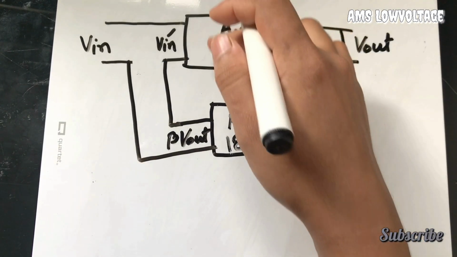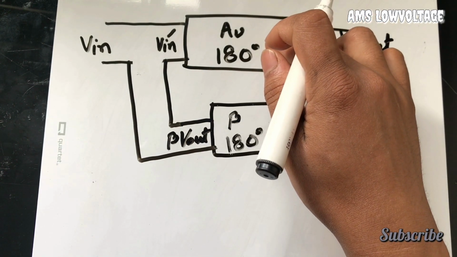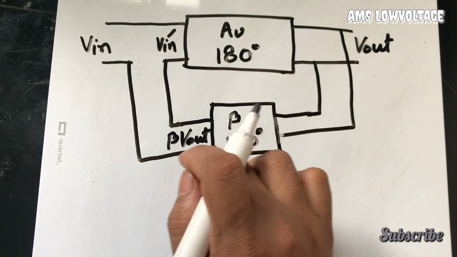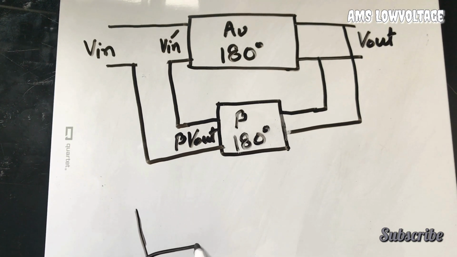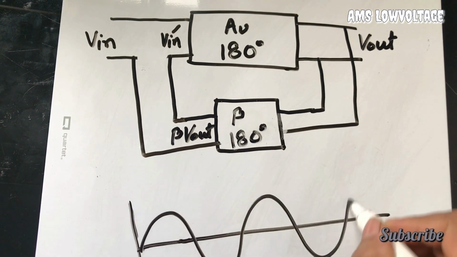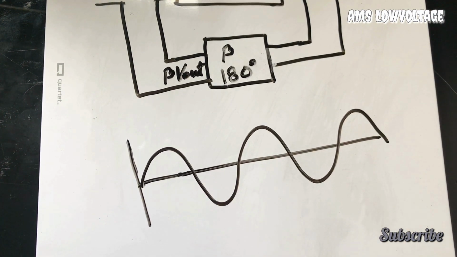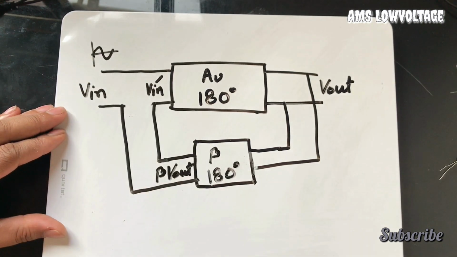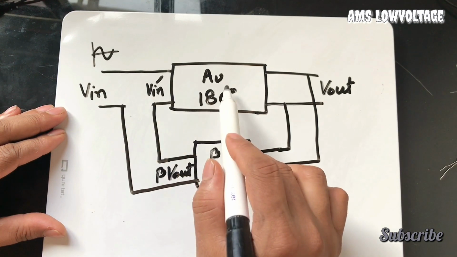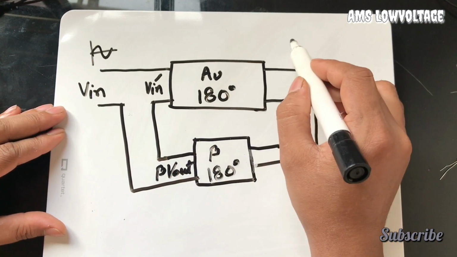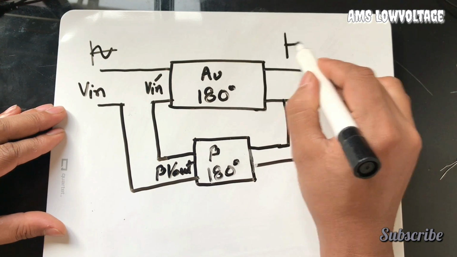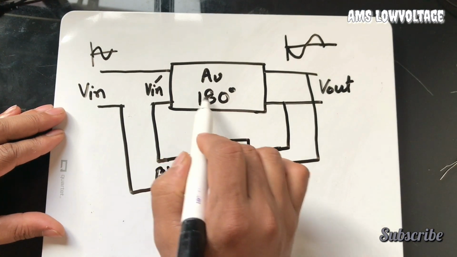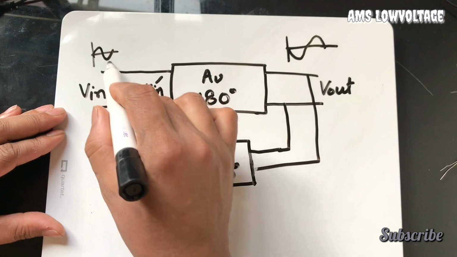If you are able to make a circuit just like this, one amplifier with 180 degree phase shift and one positive feedback loop with 180 degree phase shift as well, then you will get a sine wave oscillation just like this. Suppose the input signal is just like this, the first input signal. When this passes through this amplifier with 180 degree phase shift, the signal will be converted like this, because it's completely 180 degree phase shift. That's why it is reversed.